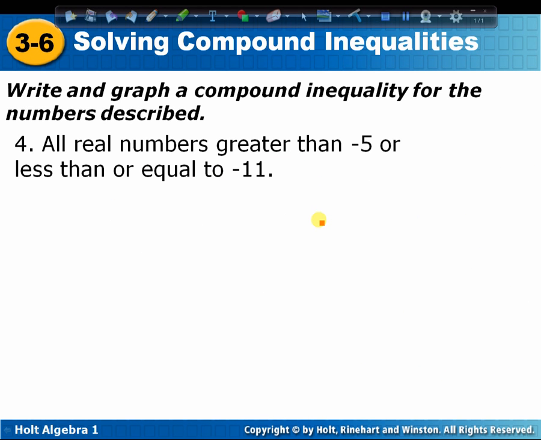Alright, number 4 says all real numbers greater than -5 or less than or equal to -11. And this one's pretty easy to tell whether it's an and or an or because it actually has the word or in here. It's got the word or, so it is an or.